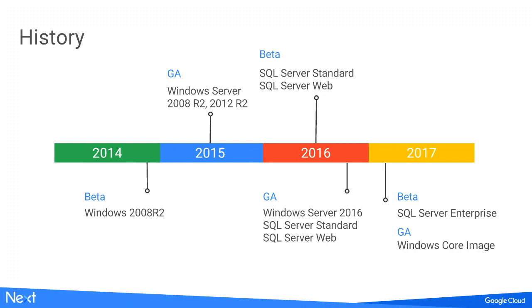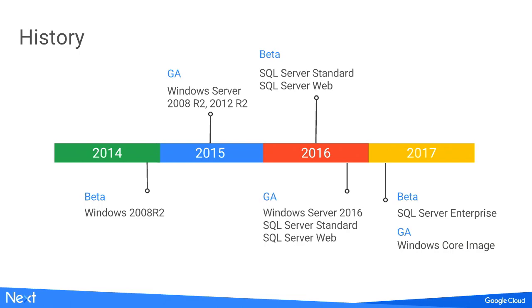So, our journey with Windows and SQL Server started a little bit over 2 years ago when we launched Windows Server 2008 R2 support on Google Compute Engine at the end of 2014. In summer 2015, we announced general availability for Windows Server on GCE, including support for Windows Server 2008 R2 and 2012 R2. Moving into 2016, we added support for SQL Server Standard and SQL Server Web Edition.